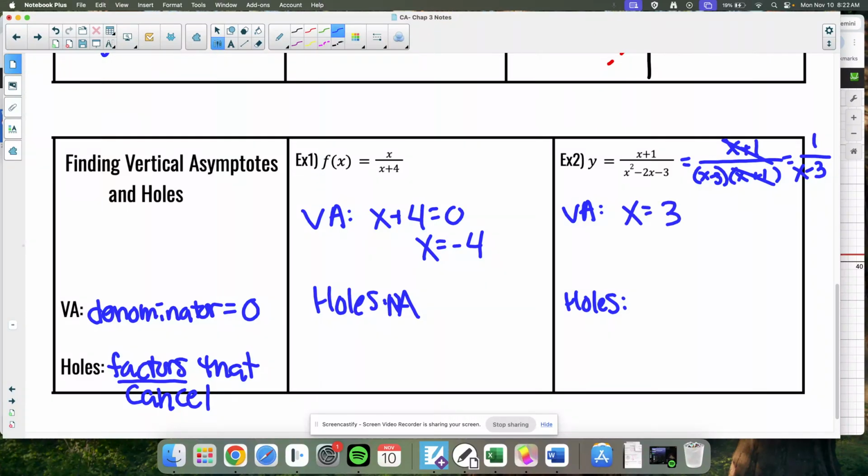The holes come from the factors that reduce away. What factor reduced away? X plus 1. So you do the same thing. You would set it equal to 0. So what is the x value of our hole? -1.